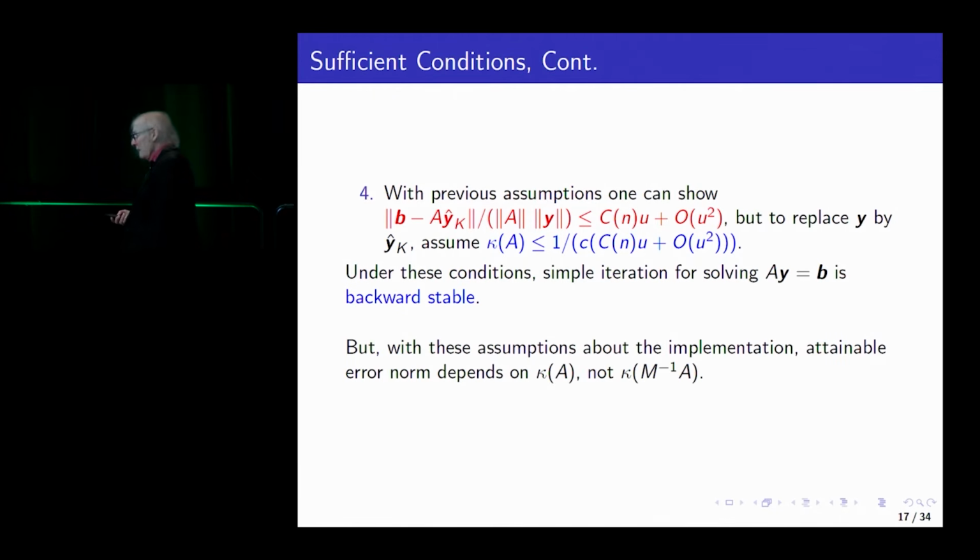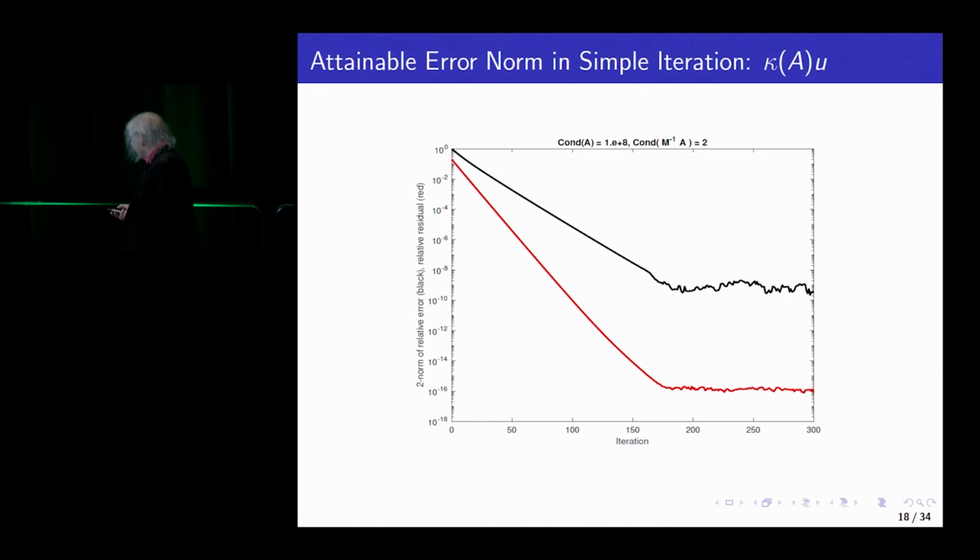But if we make only these assumptions, unfortunately, the attainable error depends not on the condition number of m inverse a, but on that of a. Now, there might be special preconditioners where you could get this nice result that the error depends on the condition number of m inverse a, but in general, you do not.